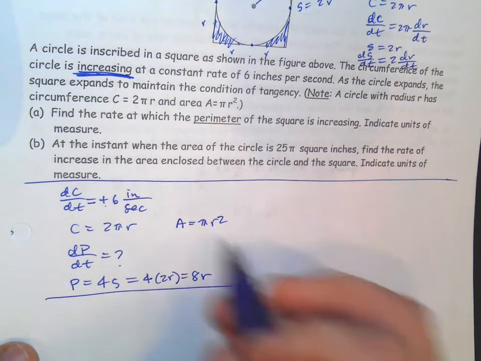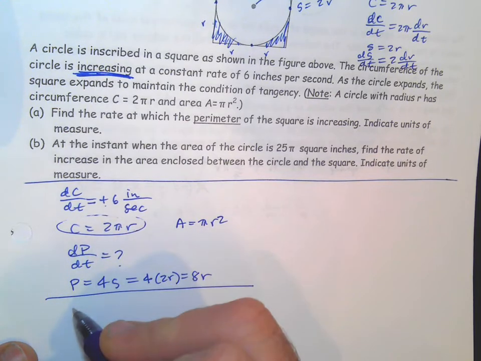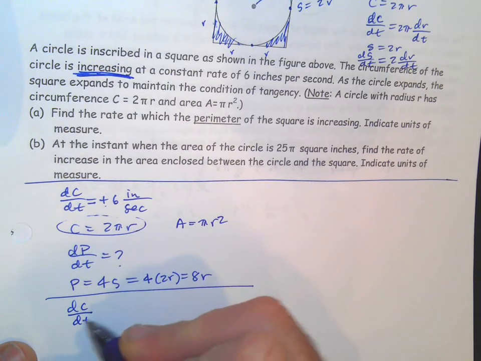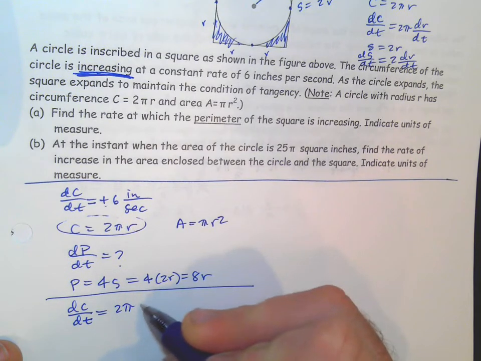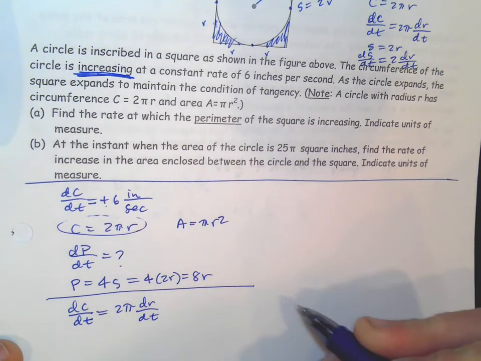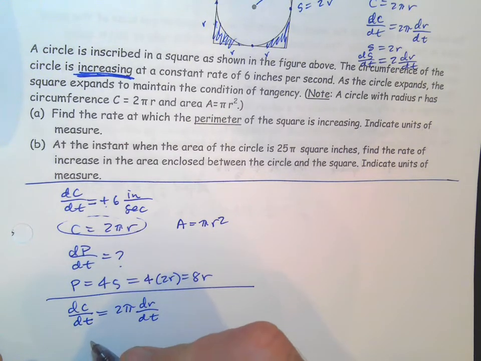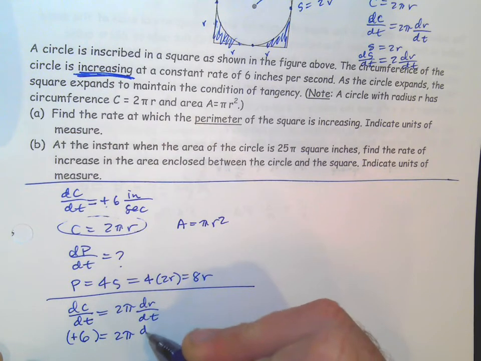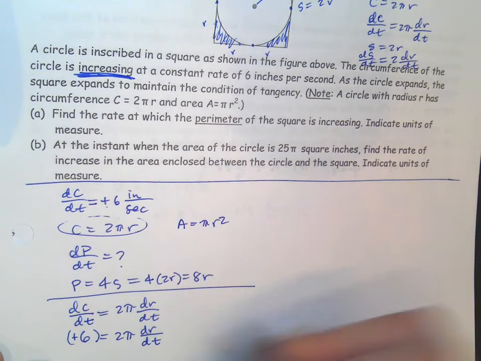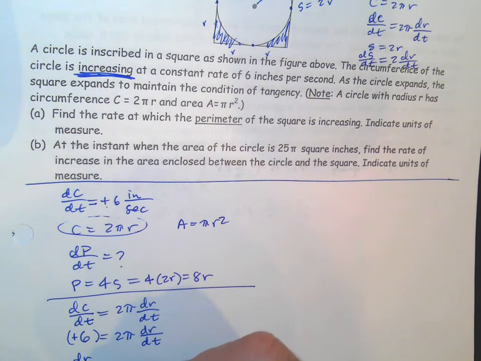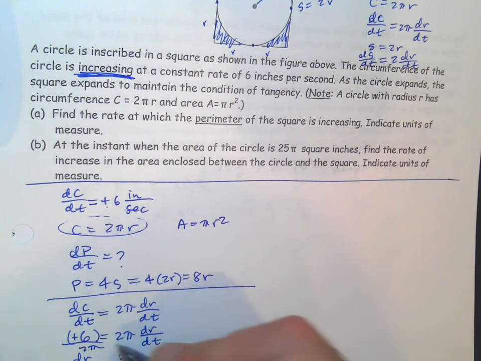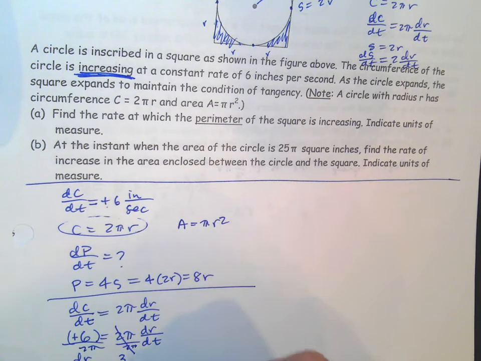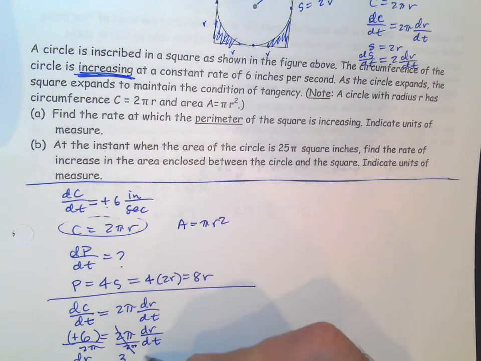So for dr/dt, I would use this circumference right here. So we take the derivative of it implicitly with respect to time. dC/dt equals 2 pi dr/dt. And since dC/dt is 6, and we don't even have to know the radius, so this is a constant rate of change also. So dr/dt equals 6 divided by 2 pi, right? 3 over pi. The units are inches per second. So that's dr/dt.